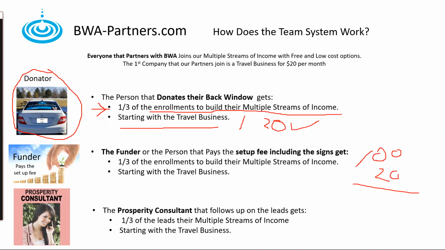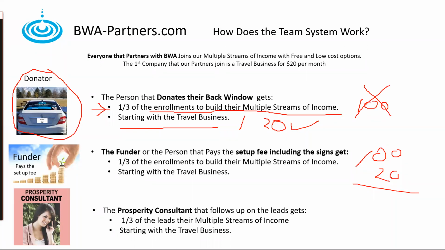And guys, if you want to get serious, you can take a picture of your back window, put it on social media, like I'll show some examples here, and you can build this really fast and you can make some great money with it. But for someone that's not super ambitious, or they're shy, or they just don't have a lot of resources, $120. Guys, we want this to work for everybody. So if this person doesn't have the $100, well, then we have people that will pay the $100 for them. So that's where the funder comes in.